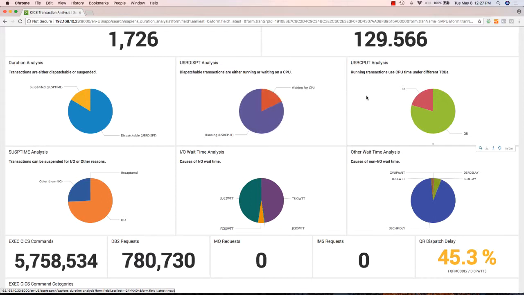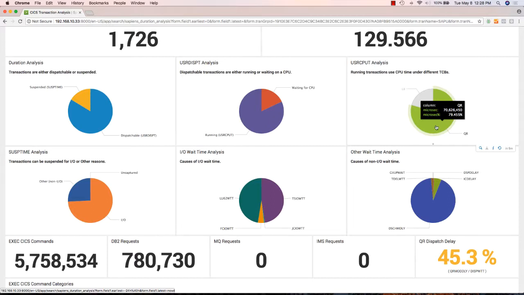Let's look and see where it was running. It looks like it was running 20% on an open TCB called the L8 TCB, but roughly 80% of the time on the QR TCB. That's where my antennas would go up. We have an application that is consuming the bulk of its time on the QR TCB.